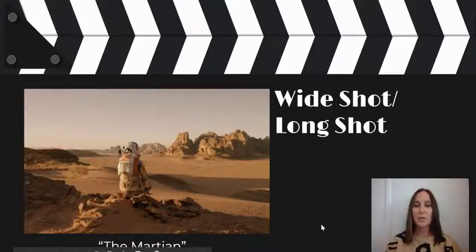So here's an example of a wide shot, also known as a long shot, from the movie The Martian. As we said, the character does not fill the scene. We can see the whole setting, and they're just a part of it.